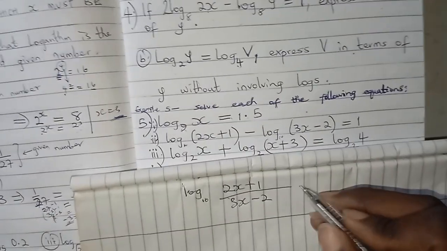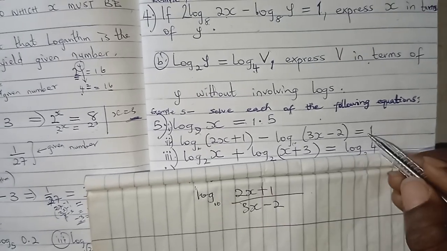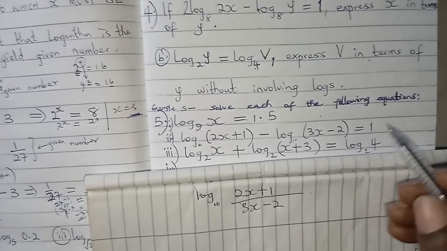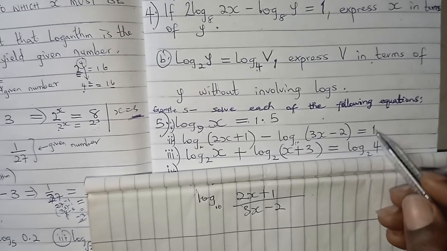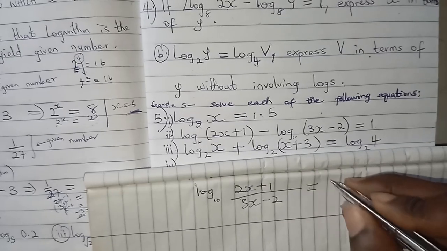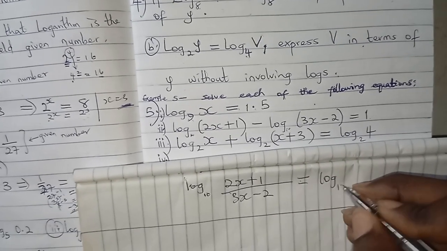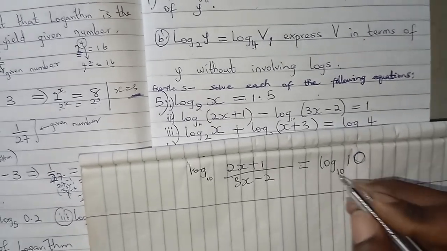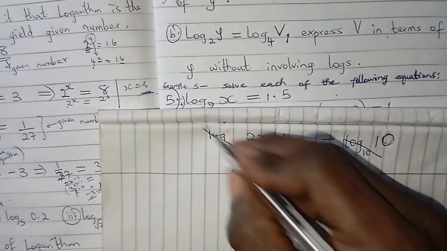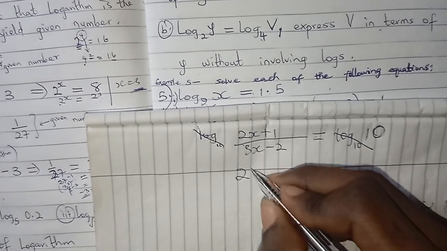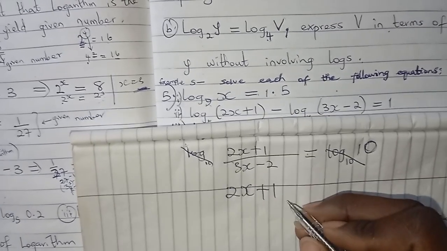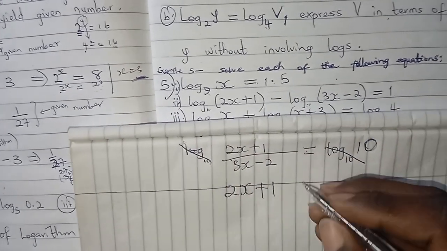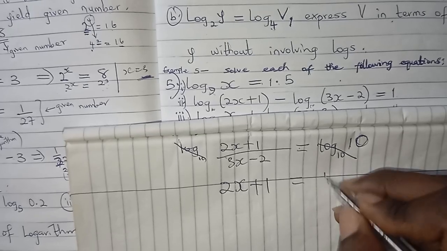Log 1 is saying, anytime I see equals to 1, I can simply say there's a log for 1. So log 10 to base 10. Log 10 to base 10 is the same as 1. So I can see clearly that this will take care of this, so that I now have 2x plus 1. Remember, this is the one we are solving. So 2x plus 1 is equal to 10.